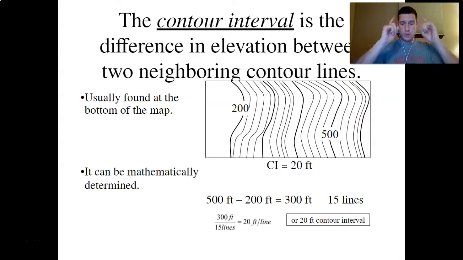So if I take 300 divided by 15 lines, that's going to tell me that each line represents an elevation change of 20 feet. So that literally means if I wanted to write all my numbers between 200 and 500 now, since I know the value of every additional line, I could do that. So that'd be 220, 240, 260, 280, 300, 320, 340, 360, 380, 400, okay? And so on until you got to 500. That's how you can check to make sure that your math is accurate.